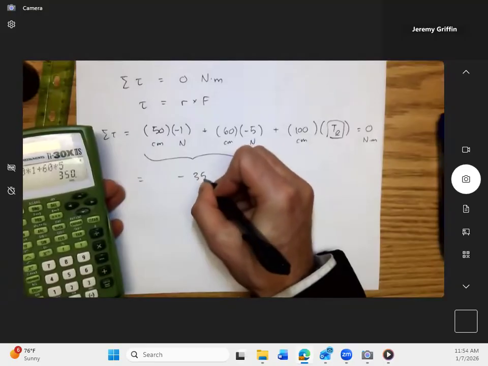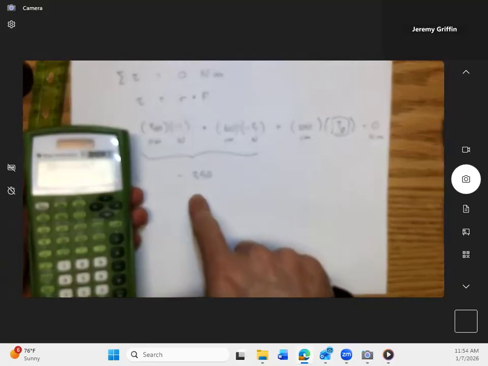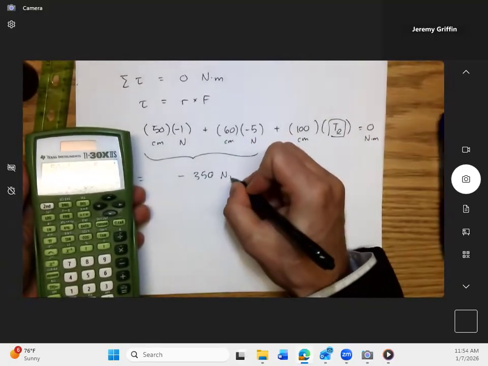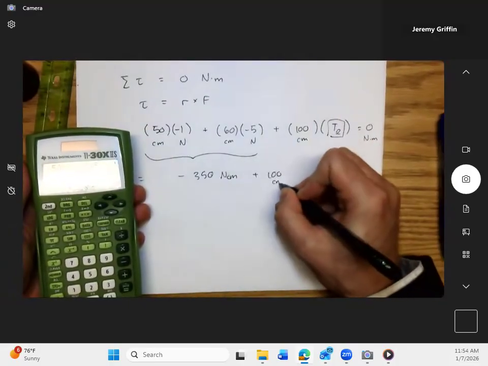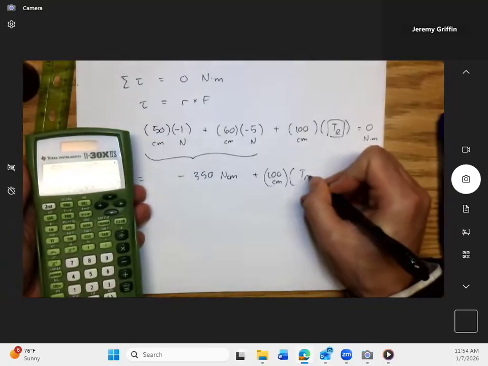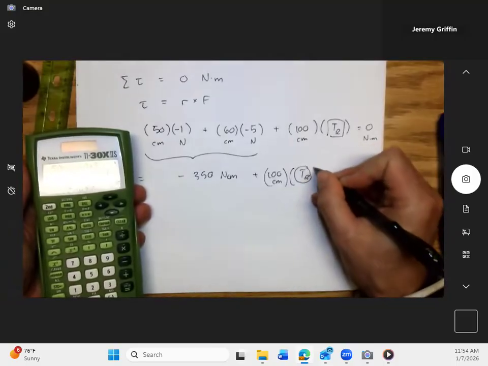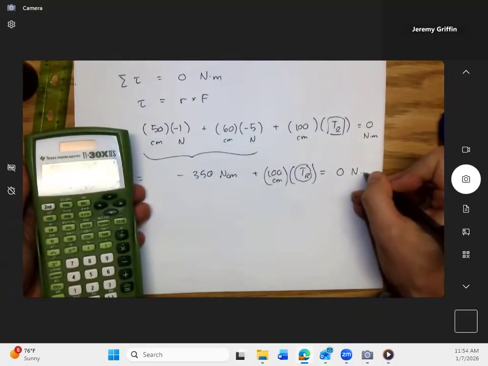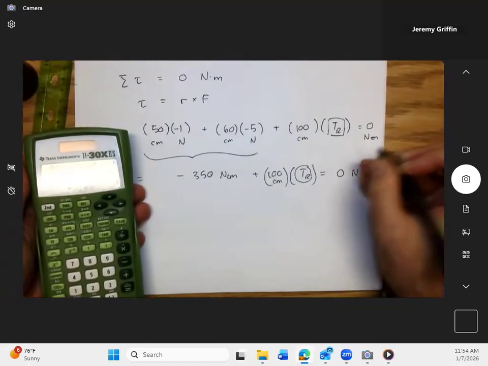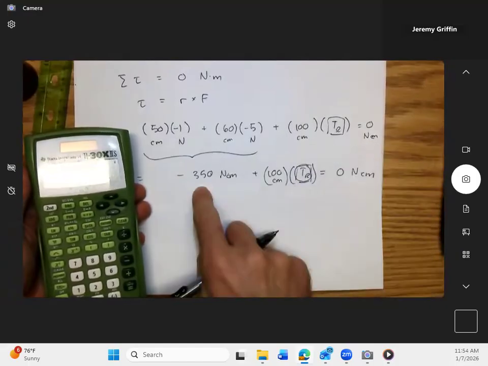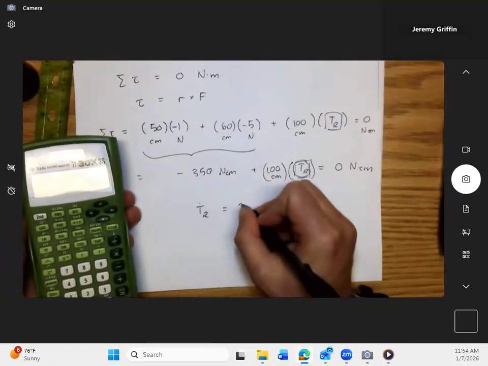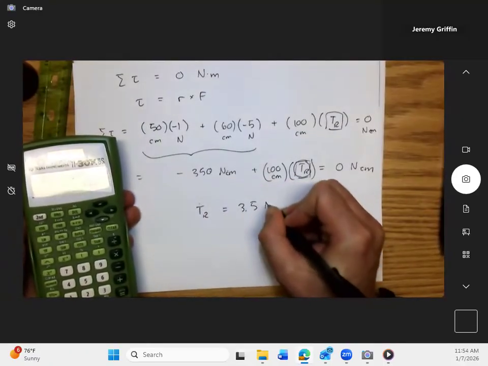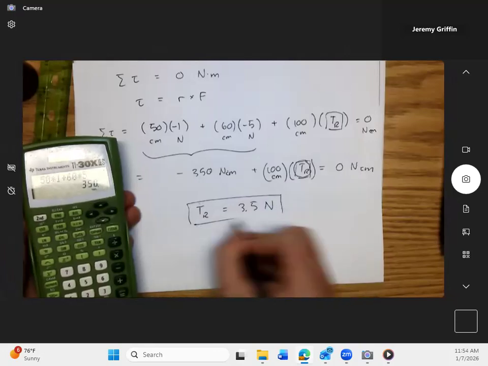Isn't it 50 times negative 1? Yeah, and then negative. Newton centimeters, plus 100 centimeters times tension right, goes to 0. Sorry, that's Newton centimeters, not Newton meters, whatever. Add this over, divide by 100. I'm getting tension on the right side is 3.5 newtons. Yeah, it has to be 3.5 newtons.